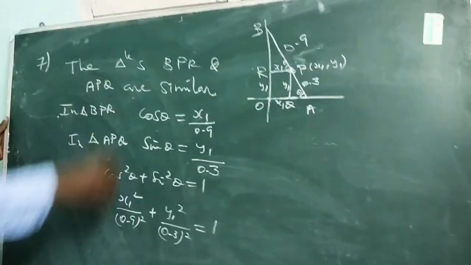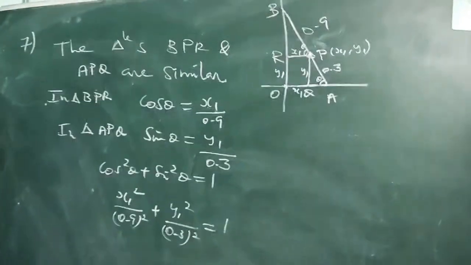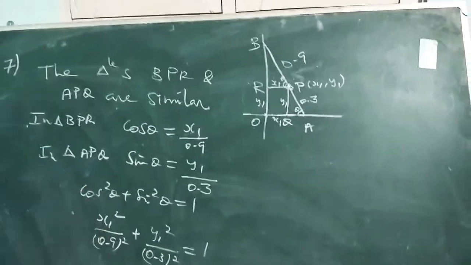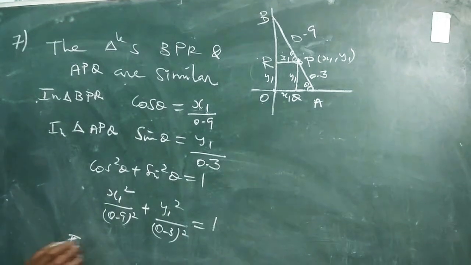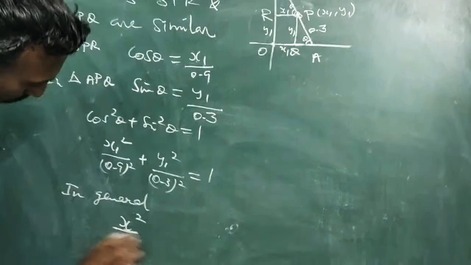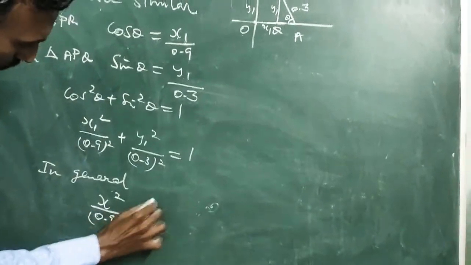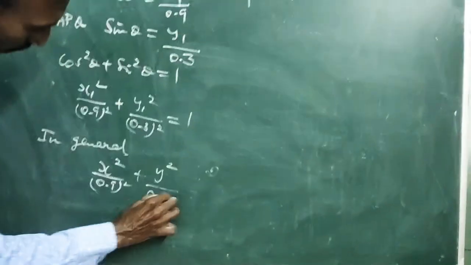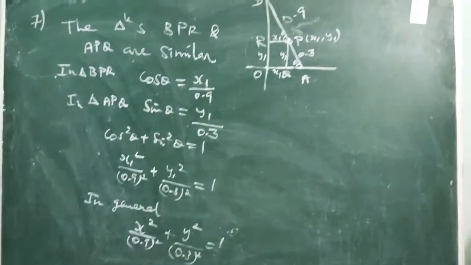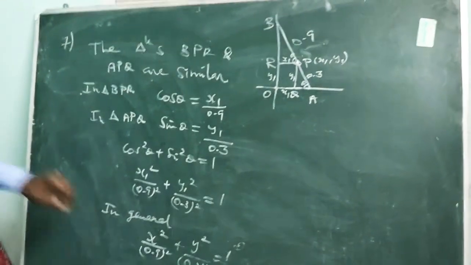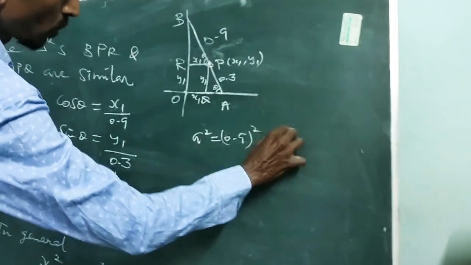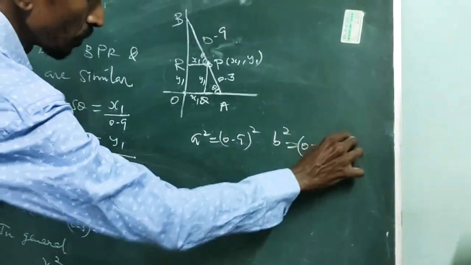It is a particular point, it is the locus of, question is find the equation of locus of the point P. So this is the locus. In general it can be written as x square by 0.9 square plus y square by 0.3 square equal to 1. So one more thing is asked in the problem, find the eccentricity. Okay, so here a square equal to 0.9 square, b square equal to 0.3 square.